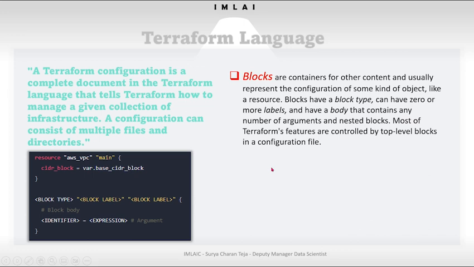Then we have argument. So argument basically assigns a value to a name. So this is our value and this is our name. That's why we call it an identifier. The name is like a variable identifier, and then expression is our value. So they appear within the blocks.